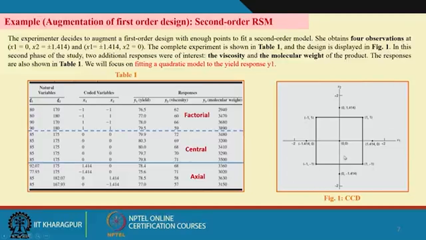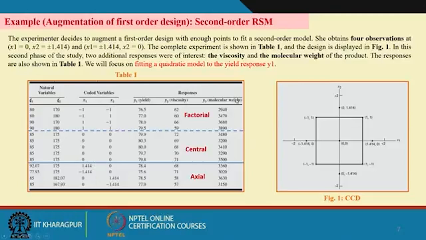Based on this experimental design, the coded variable values are like this, and your y value, the response value, the yield value, is like this. So, with this data, we can fit a second order response surface. To fit the second order response surface, we are using the coded values, not the natural variable values. But keep in mind that when you conduct the experiment, you set the process with the natural values. When we analyze the experimental data, instead of natural values, we take the coded values and then fit the models.